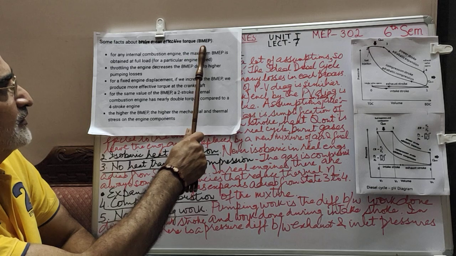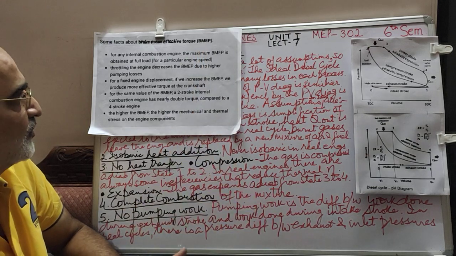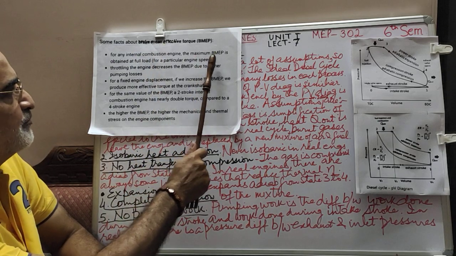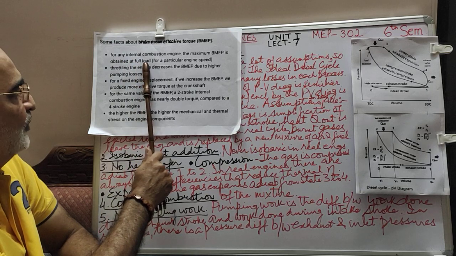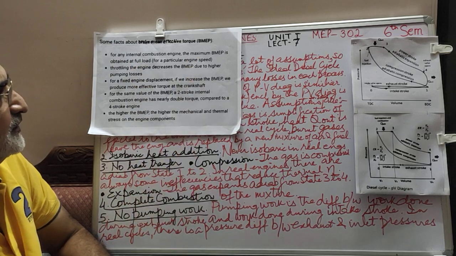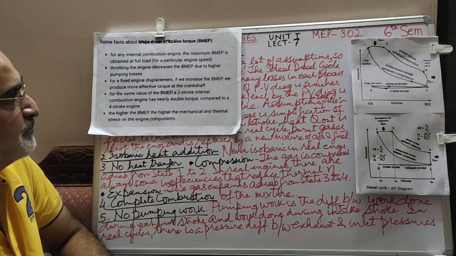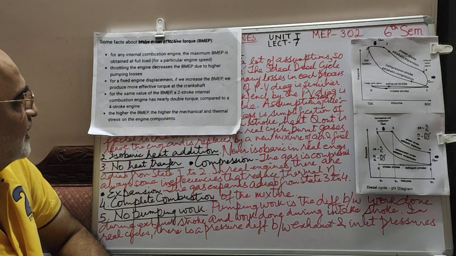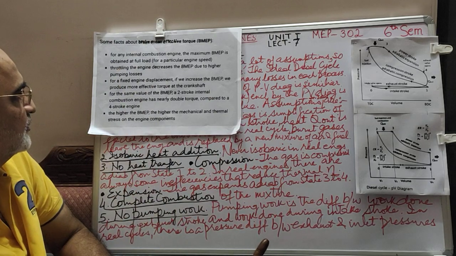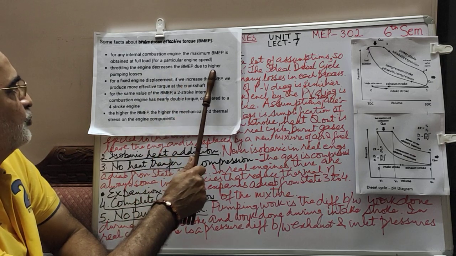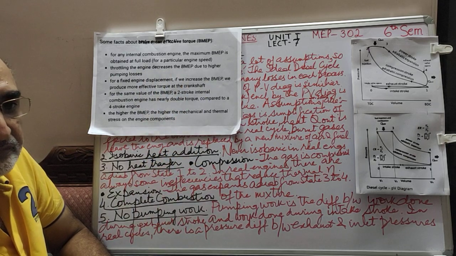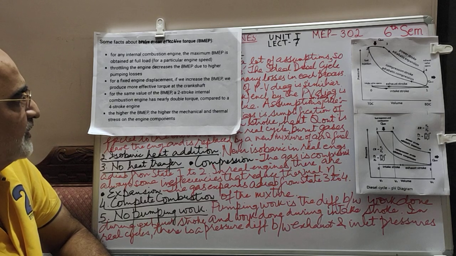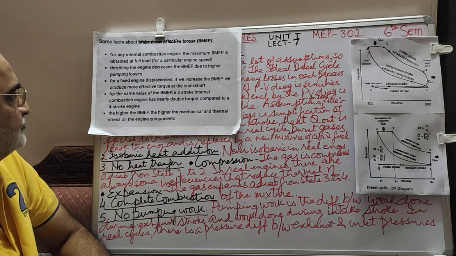Brake mean effective pressure produces the brake torque. For any internal combustion engine, the maximum BMEP is obtained at full load for a particular engine speed. So when will you get the maximum brake mean effective pressure? At full load. Second point to note, throttling the engine decreases the BMEP due to higher pumping loss. When you're throttling, pumping losses increase and therefore the BMEP decreases.